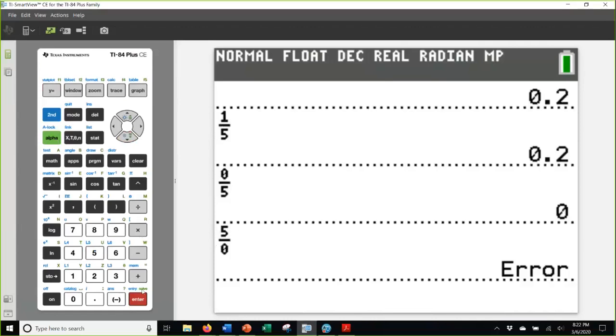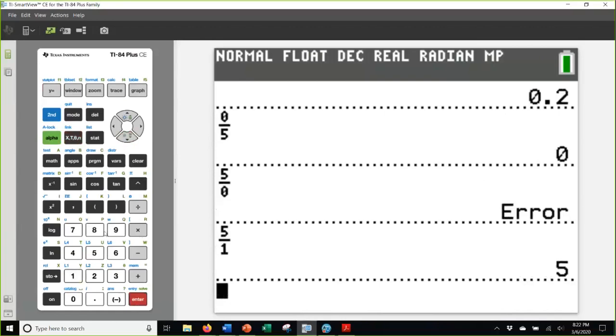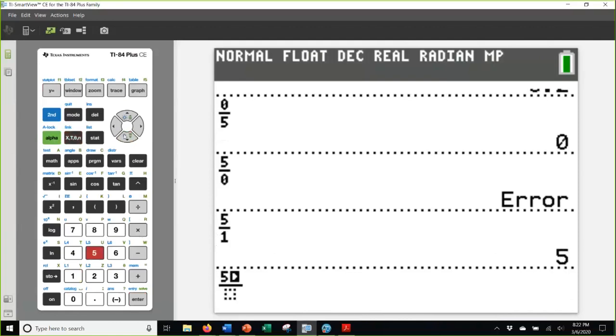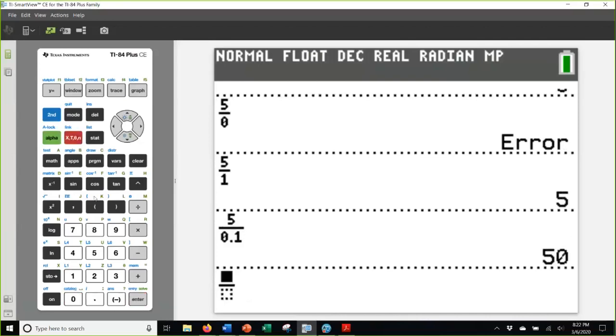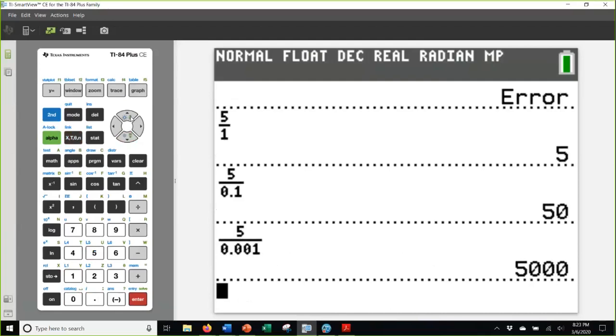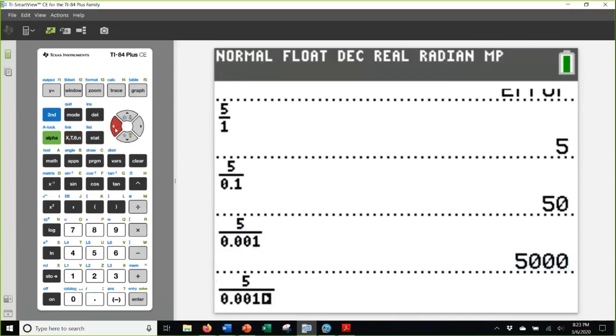Okay. Maybe we can approach this value by starting with 5 over 1, but then having the denominator get smaller, 5 divided by 0.1. By the way, putting a decimal within your fraction will automatically force a fraction answer. 5 divided by 0.001. By the way, if you're getting tired of retrieving your fraction template, you can arrow up and hit enter. And we can put in a couple more zeros.